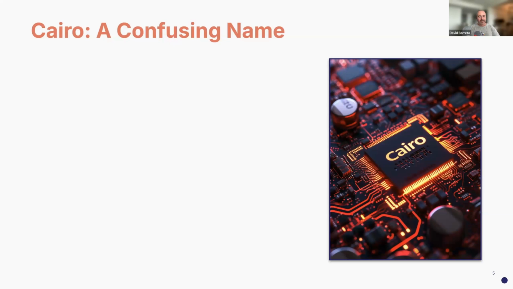So Cairo is a confusing name because it's used to describe multiple things that, even though they are related, are not exactly the same thing. Cairo originally actually referred to a type of computer architecture created by Starkware to allow for the creation of the validity proof out of the execution.